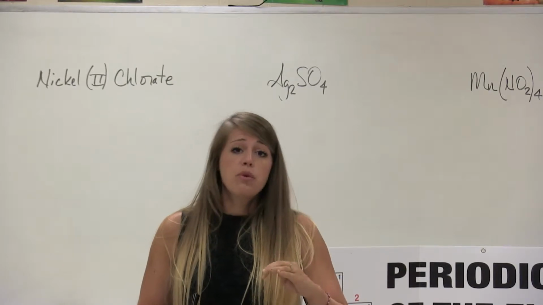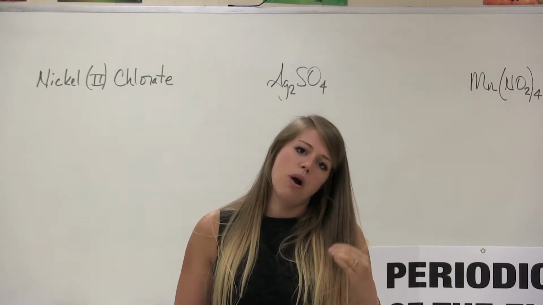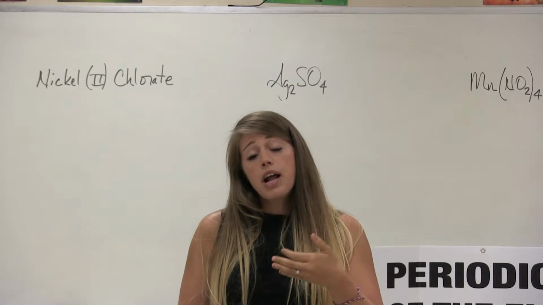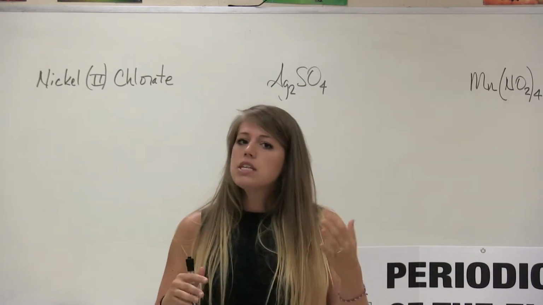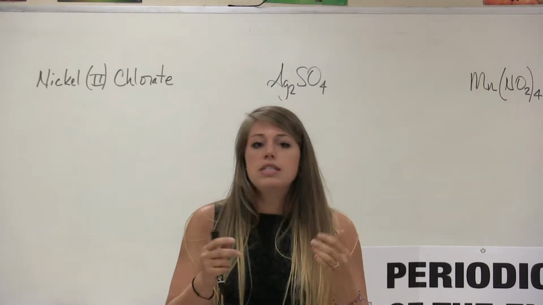Now, what we have to check for is whether it's type 1 or type 2 for our metals. If it's type 2, we're going to have to use Roman numerals. If it's type 1, that means it has a fixed charge, so we can just state the metal.